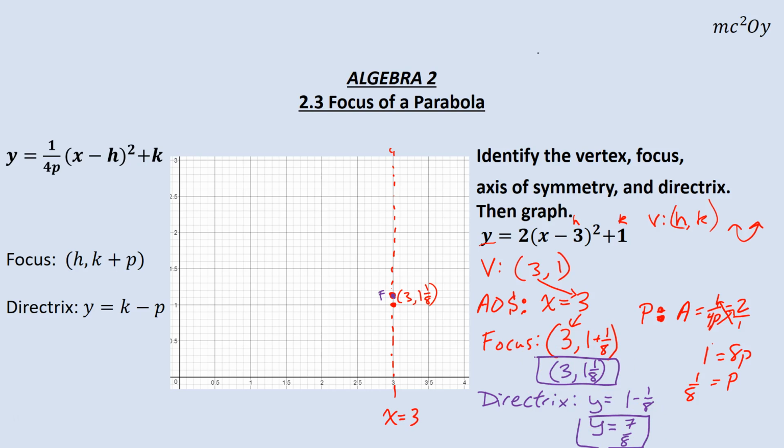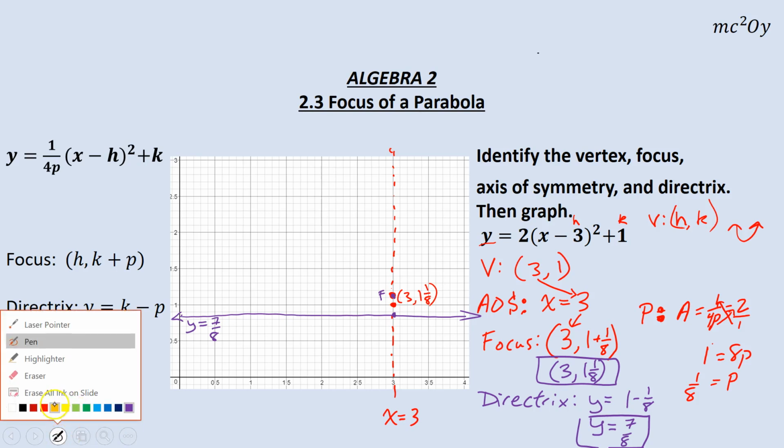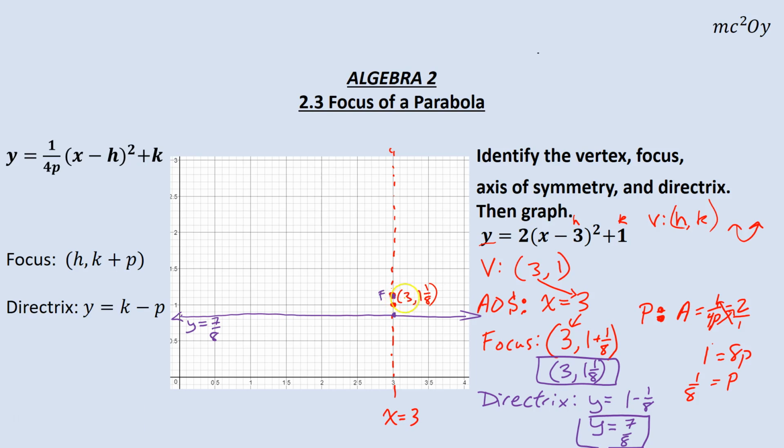Okay, so I have 7/8, which is right about in there. Okay, there's my directrix, about y equals 7/8. All right. And so if I wanted to graph it from here, really I've got the focus and the vertex or the directrix. The graph really, let's go ahead and switch up colors again.